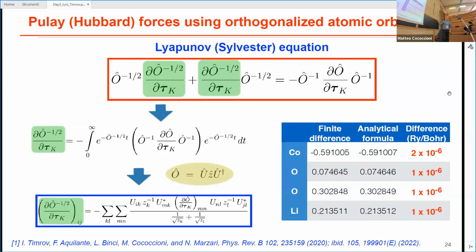And if you compare the forces using this exact analytical expression, you obtain this column. And if you do it with finite differences, you get this. And the agreement is just extremely good, which confirms the correctness of the equation and the correctness of the implementation.